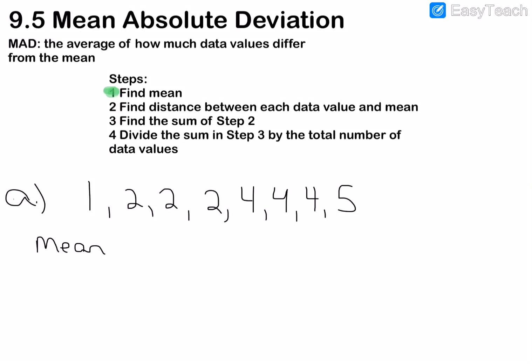So 1 plus 2 is 3. 3 plus 2 is 5. 5 plus 2 is 7. 7 plus 4 is 11. 11 plus 4 is 15. 15 plus 4 is 19. And 19 plus 5 is 24. So 24 divided by 1, 2, 3, 4, 5, 6, 7, 8, divided by 8 equals 3. So my mean is 3.